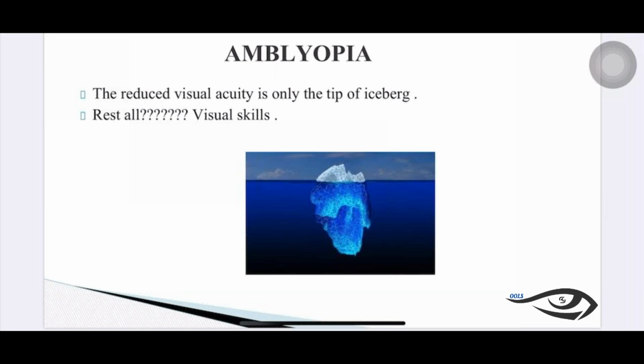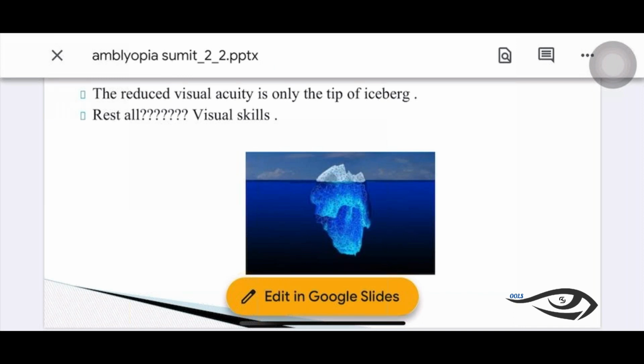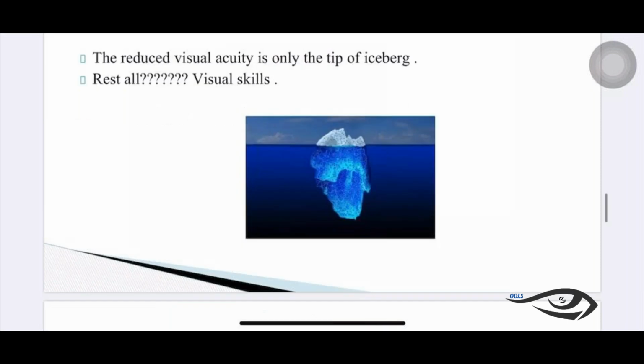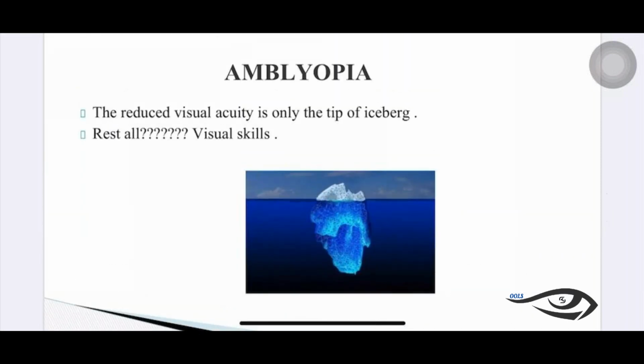And the rest of the parts, below the water, are all your visual skills, like your accommodation, your saccades and pursuit movement, your visual information processing, your visual motor, your ocular motor, your fine motor skills, your gross motor skills. But we always think about the visual acuity. So you have to change your perspective. Whenever you are thinking about amblyopia, obviously you have to think about the visual acuity, but most of the time you have to think about all the skills below the water. You have to work on the visual skills as compared to the visual acuity.